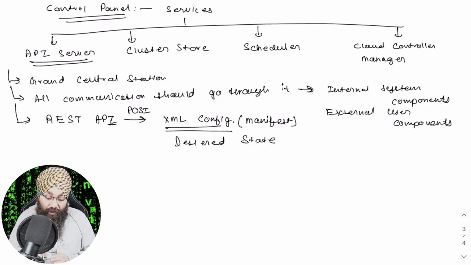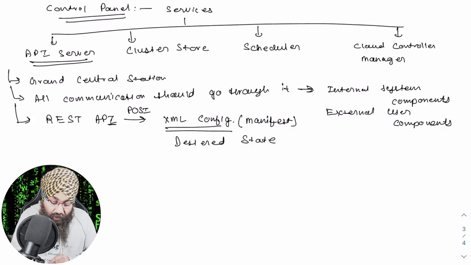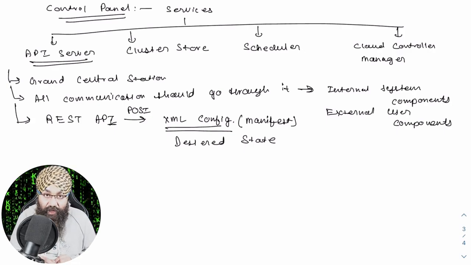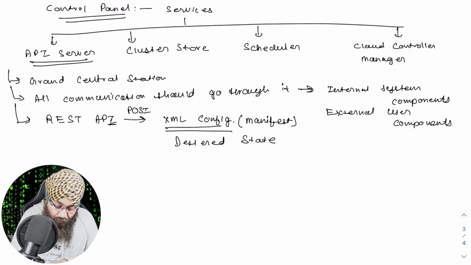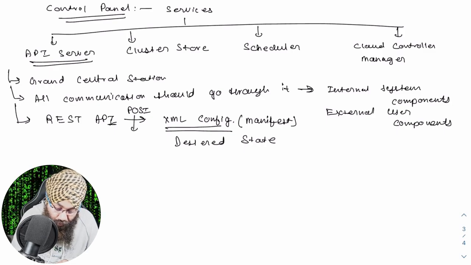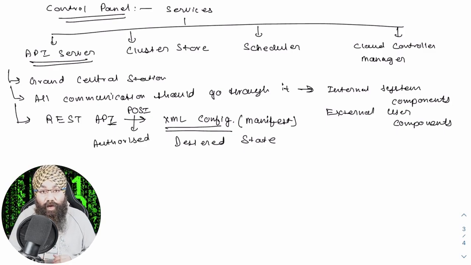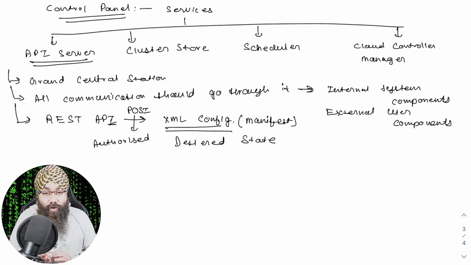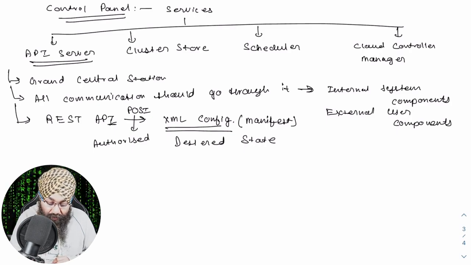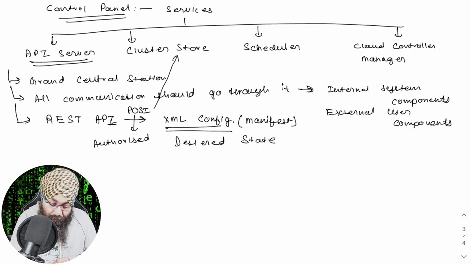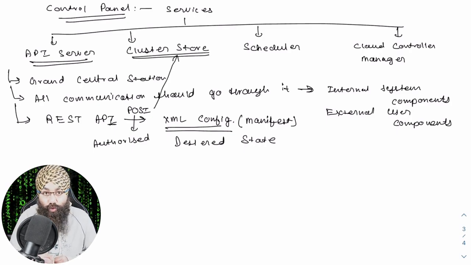So you post your desired state to the API server using its REST API by making POST calls. Of course, these calls are authorized. It is not like an unauthorized call where anyone can post. No, it is an authorized call, and after authentication has happened, you can post your manifest files. As soon as your file is received, it is immediately persisted in the cluster store.